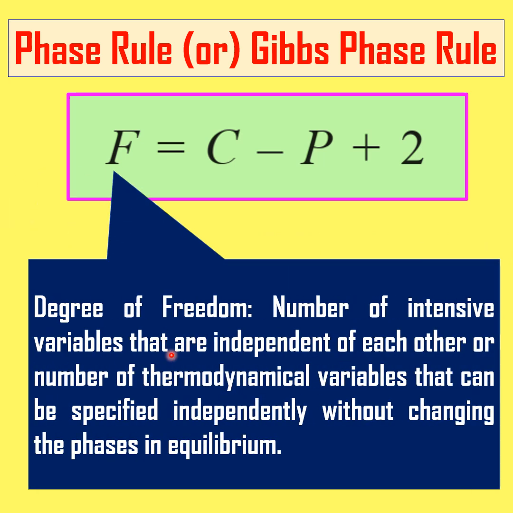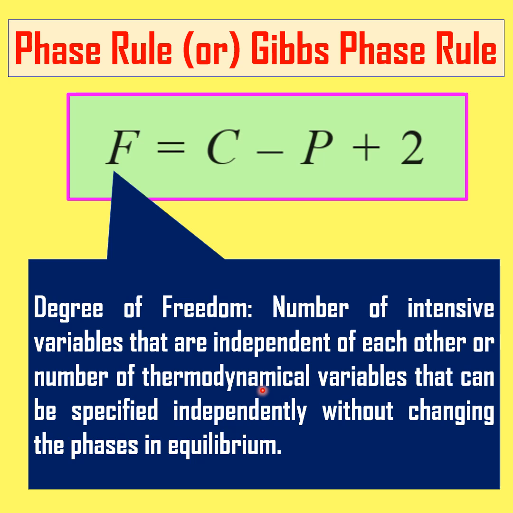The number of degrees of freedom is basically the number of intensive variables that are independent of each other, or the number of thermodynamical variables that can be specified independently without changing the phases in equilibrium. In other words, the number of degrees of freedom is nothing but the number of intensive variables that can be used to alter the system without changing the number of phases under equilibrium condition.